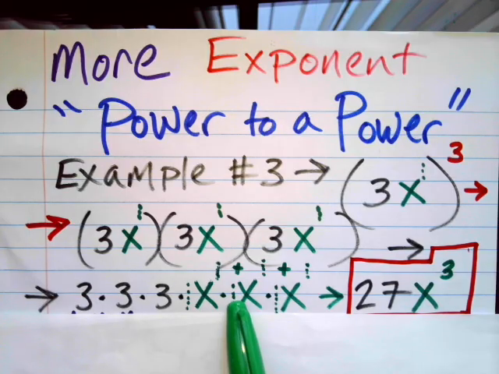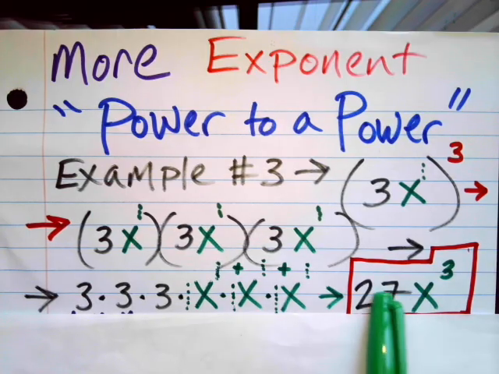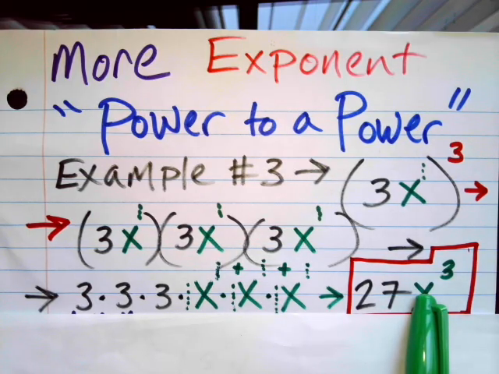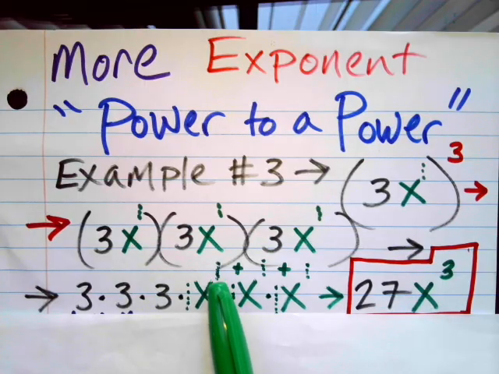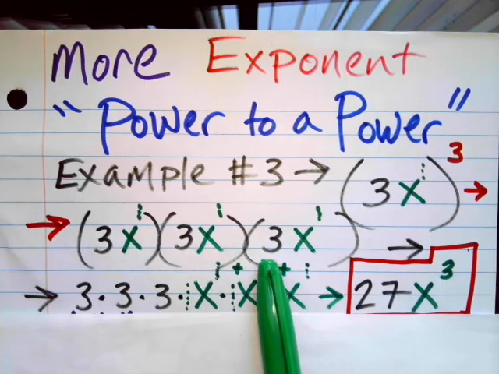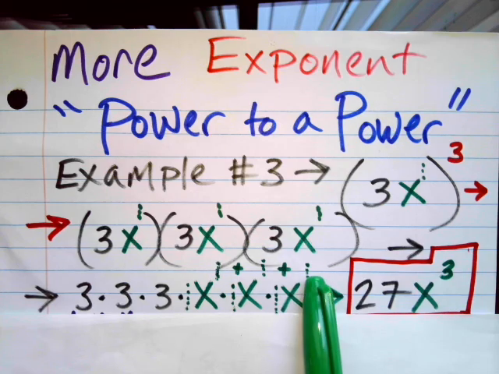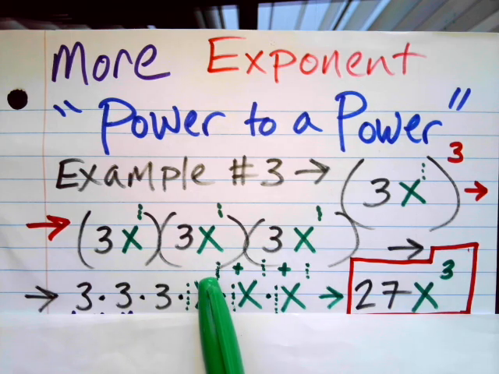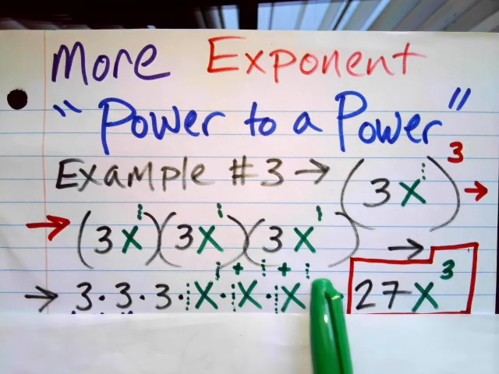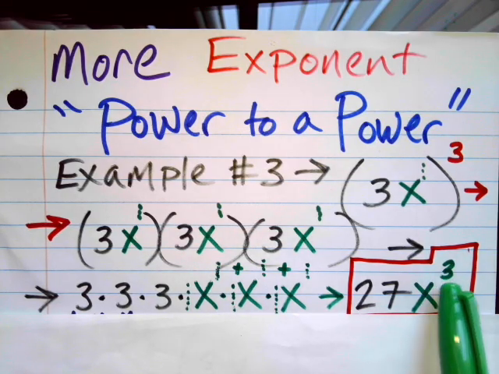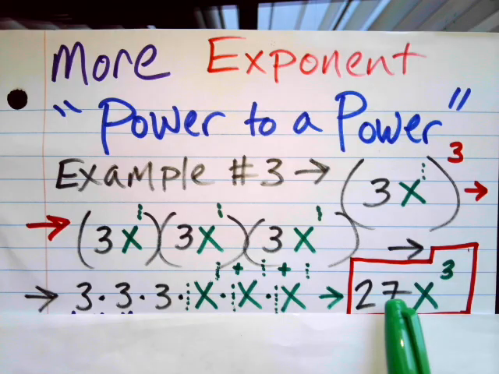And what's 1 times 1 times 1? Well, that's that x here. 27 times 1 is 27x. You add these exponents. Remember, show your invisible ones. There's an invisible 1 in this exponent's place attached to the x. So 1 plus 1 plus 1 is 3. So the answer here is 27x to the third power.